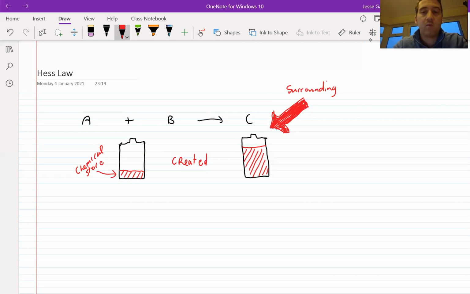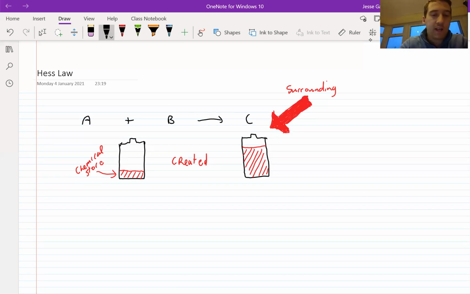It could be the room, it could be a container, it could be a liquid that surrounds it. It could be a thermometer, it could be a glass container, but it's definitely everything that's not the chemicals that are reacting. So energy is taken in from the surroundings. It's not created, it's just transferred. It's already there in the surroundings. It just leaves the surroundings and enters the reacting chemicals.